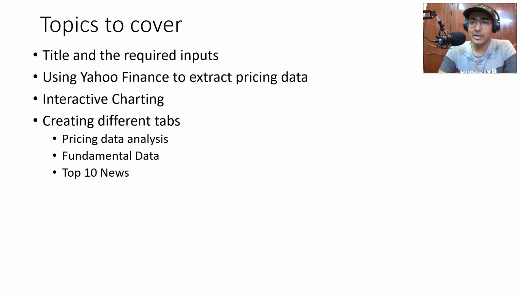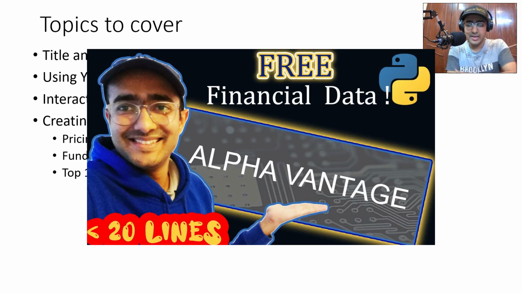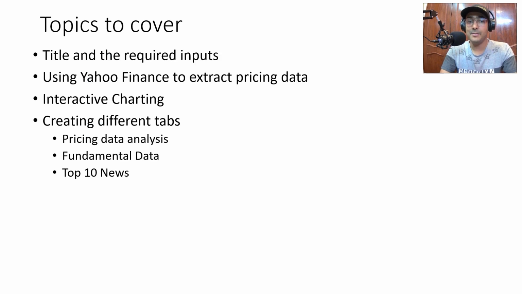For fundamental data, I'll be using an API called Alpha Vantage. If you are my old subscriber, then you might know that I have already made a video on the Alpha Vantage API. And if you just search on YouTube for Alpha Vantage API Python, my video comes on top. So thank you so much for the love that I've got over there. I'll be using some of the information from that video to get the fundamental data of the stocks. And for the top 10 news, I'll be talking about a new API, the Stock News API. If I get a good response to this video, I'll make a full-fledged video on that particular API as well.